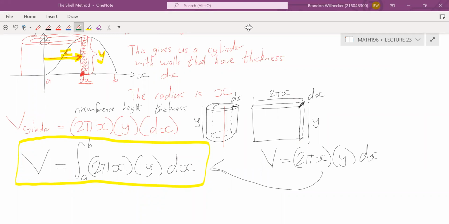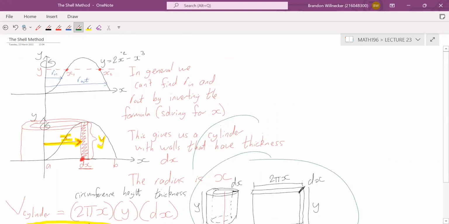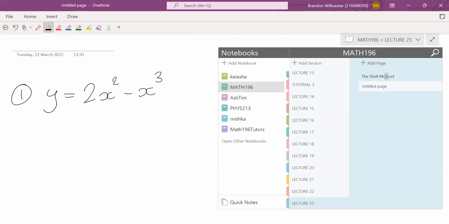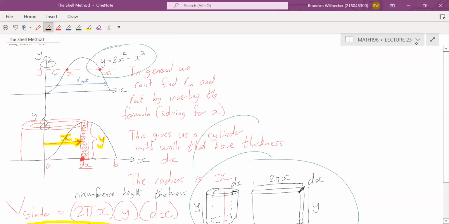So let's apply it to a couple of examples. Okay, so we're going to look at this first example here, the one we had with y equals 2x squared minus x cubed. Okay, so let's look at that. Example number 1. So we have y is equal to 2x squared minus x cubed. Okay, so that's the same one that we started off with here.